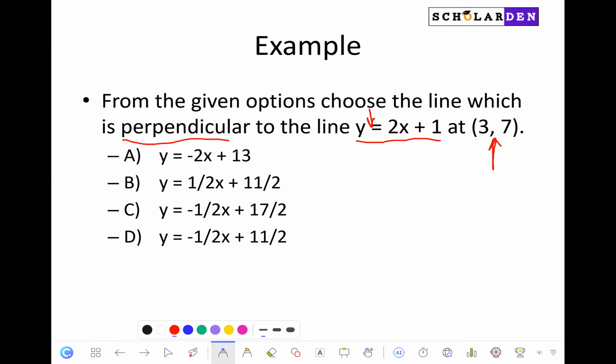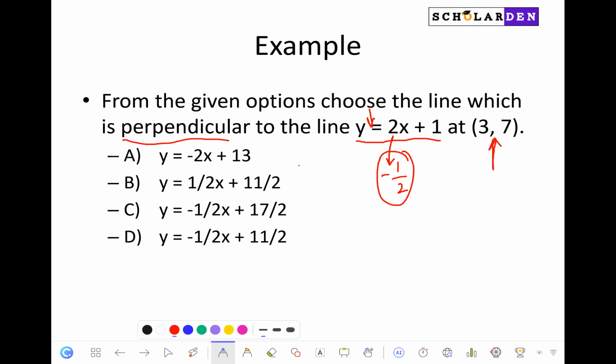Right, exactly. So first of all, we try to identify the invalid options. We find out which options represent incorrect or invalid options. Any line that is perpendicular to this should have a slope equal to the negative reciprocal of this value over here. So what is the negative reciprocal? That is minus 1 over 2. So any line that is perpendicular to this line should have a slope of minus 1 over 2.